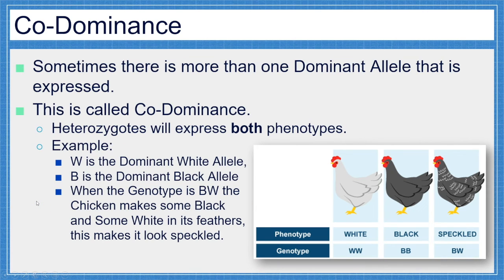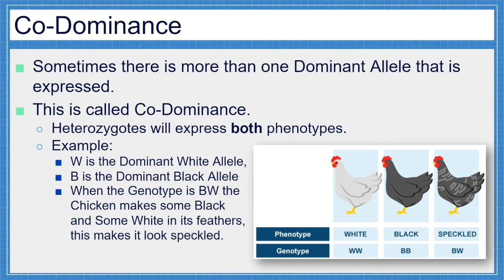And this is interesting because with complete dominance, your heterozygote will express only the dominant trait. But in codominance, because you have more than one trait being dominant, it has to express both of them. So heterozygotes in codominance will express both phenotypes. So chickens here are a bit of an example. You might have with feather color, white is one type of feather color, black might be the other, but you might find that they're both dominant.